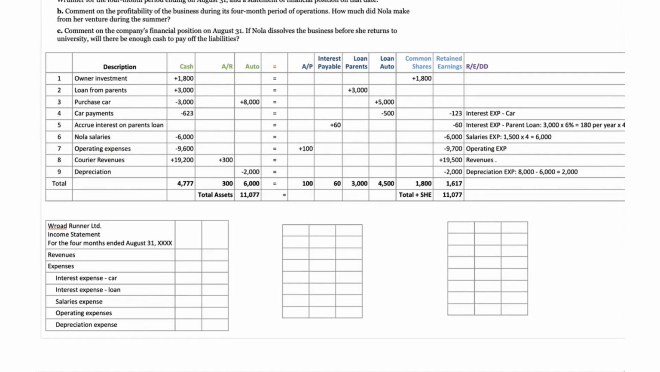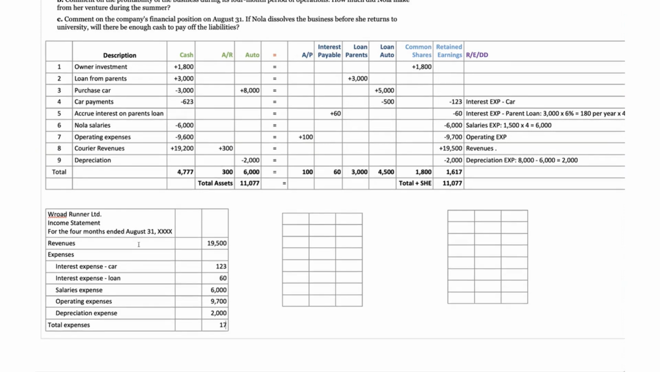Isn't my revenue 19,500? And aren't my expenses 123 on the car, 60, 6,000, 9,700, and 2,000? And doesn't that make total expenses equal 17,883? So I'm just doing a subtotal for my expenses. And isn't revenues minus expenses net income? And that is 1,617.